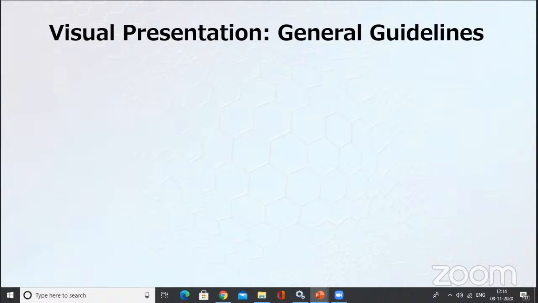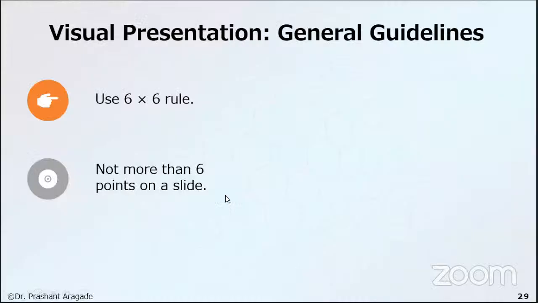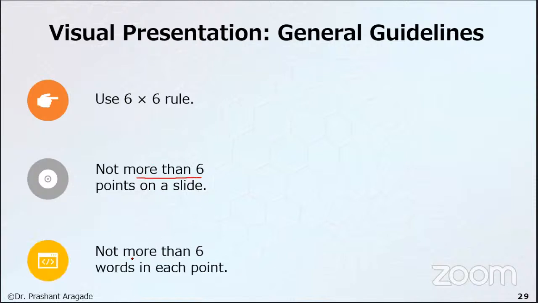The general guideline for visual presentations is that you have to follow the 6x6 rule. It means on one slide, you have to use not more than 6 points, and each point should not contain more than 6 words, isn't it? If you follow this 6x6 rule, definitely your slides will look good.